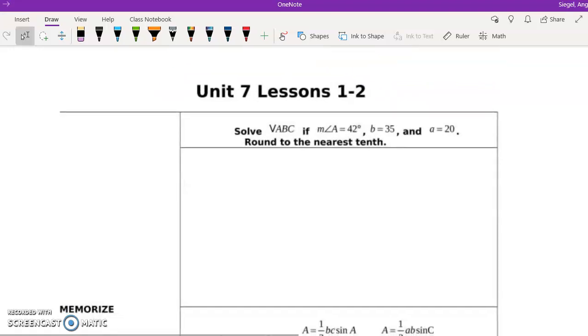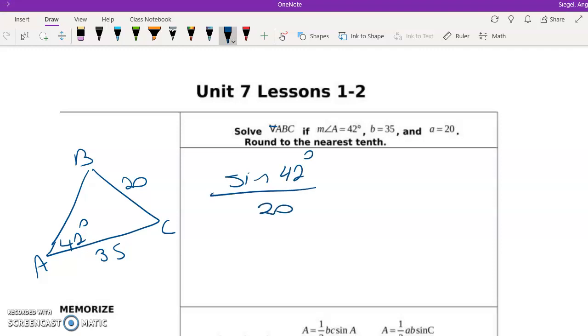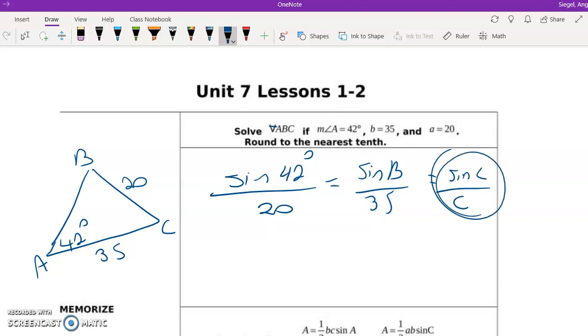So let's set this up. So we have this triangle. Again, I have no idea why it's printing it off like that. So triangle ABC, and I'm just going to fill in what they give us. So this is 20, 35, and 42. So I'm going to use the law of sines to get a proportion ready and start solving this. So again, this one's not going to help me at all. So I'm going to go over to this one. So I'm going to use this to solve for B.